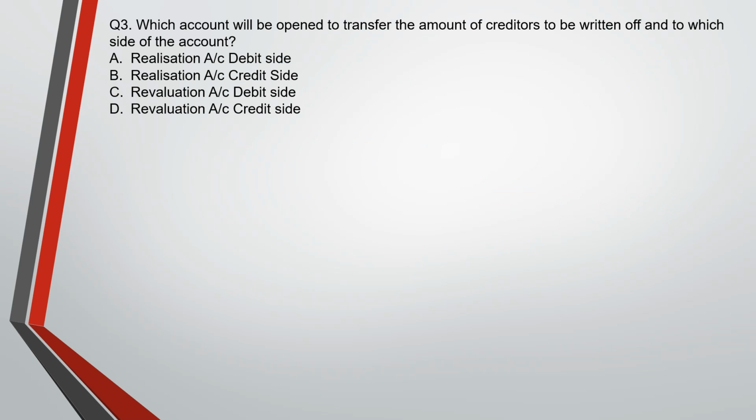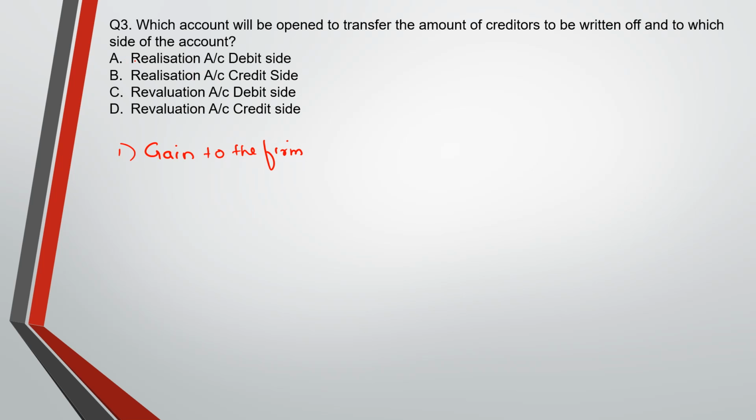So when such a thing is there, first of all, you analyze that it is a gain to the firm. Now, what are we doing? There is a change in the profit sharing ratio. So which account will be used? If you look at the options, there is realization account debit side, realization account credit side, revaluation account debit side, revaluation account credit side.